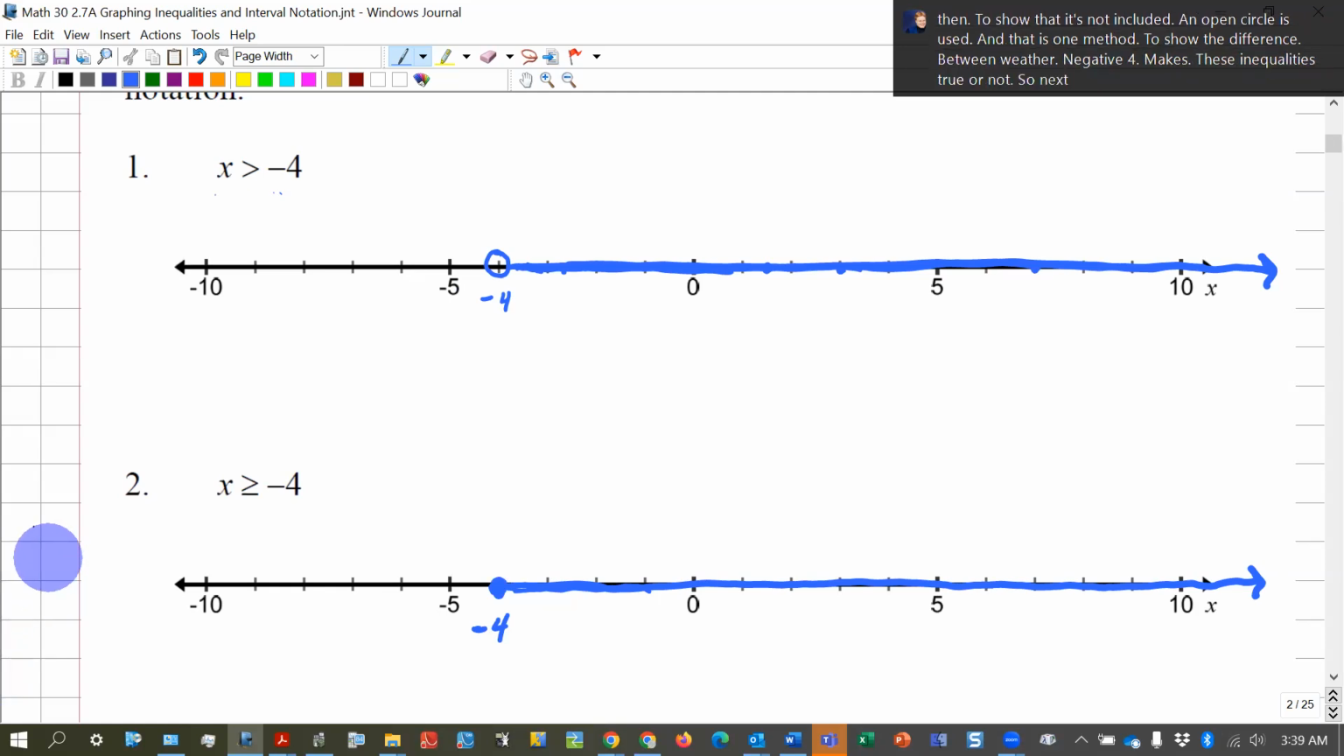So negative 4 itself is not greater than negative 4. So to show that we don't want to include negative 4, we have an open circle. And to show that in problem 2, it is okay if x is negative 4, because negative 4 is equal to negative 4, we use a solid dot. There is a second way of showing that distinction. I'm going to come back to that in a moment.